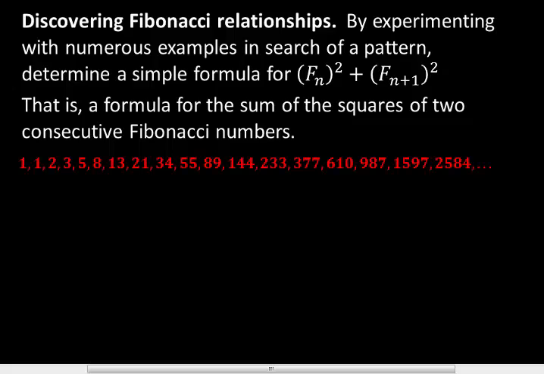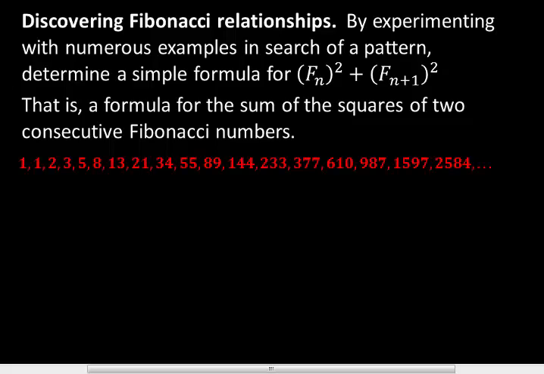Discovering Fibonacci relationships. By experimenting with numerous examples in search of a pattern, determine a simple formula for f sub n squared plus the next Fibonacci squared, f sub n plus 1 squared. That is a formula for the sum of the squares of two consecutive Fibonacci numbers. So there's lots of words there.